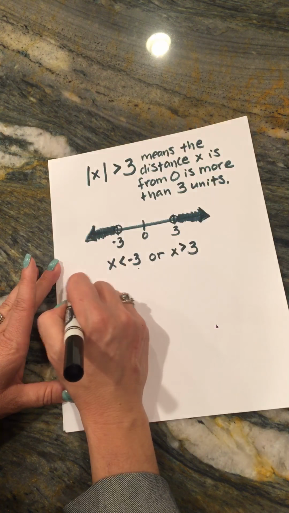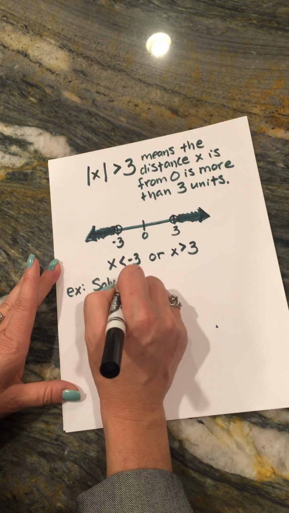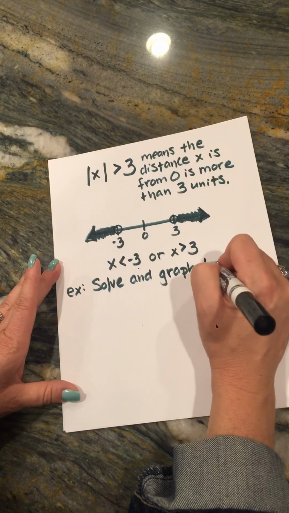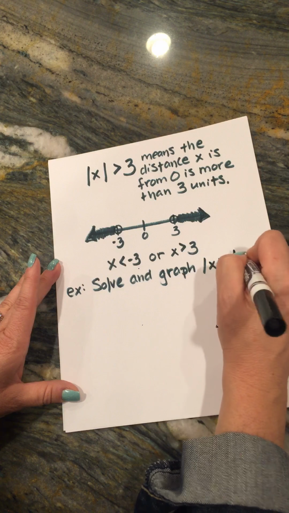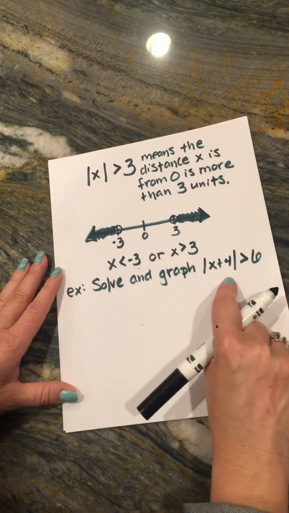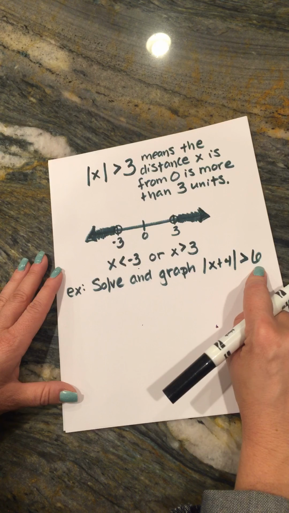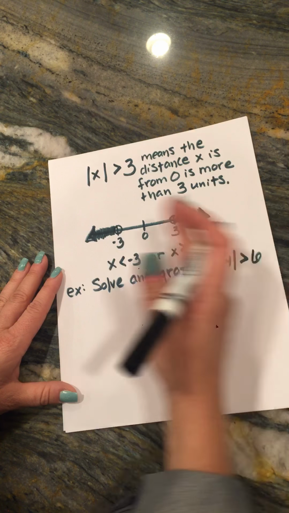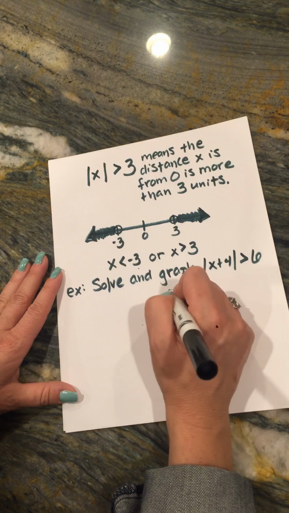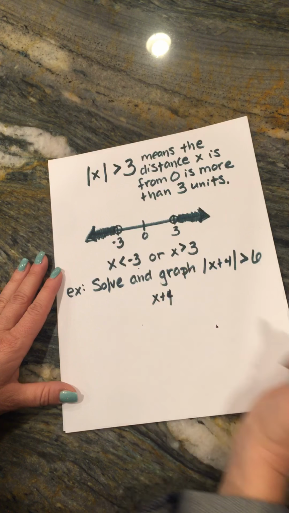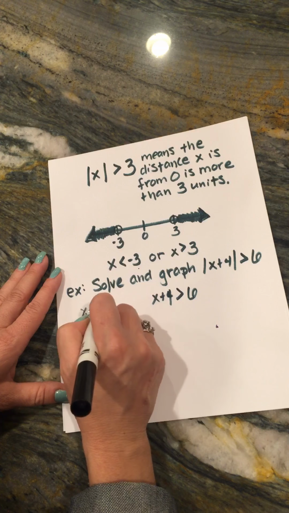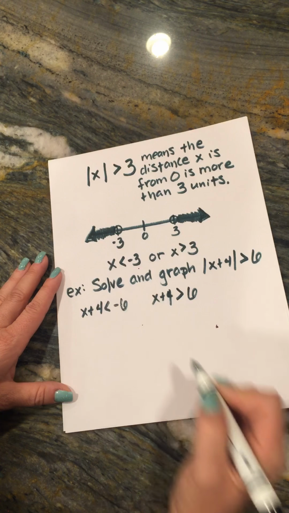Okay, so let's do an example. Let's solve and graph the absolute value of x plus 4 is greater than 6. So that means that our absolute value is going to be a distance of 6 away from 0, either to the right or to the left. So we can say that x plus 4 is greater than 6, or we can say that x plus 4 is less than negative 6.